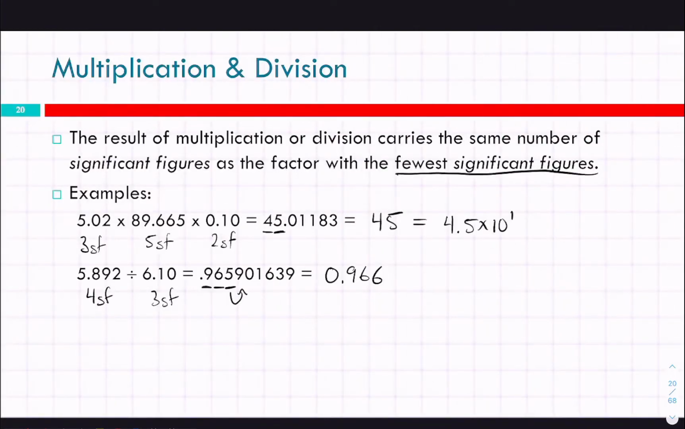But for multiplication and division, like I said, this is what we're going to be doing most of the time. You're going to be using the fewest significant figures in those steps. And most of the time, it's going to be the number that you start with, because you're converting that into another unit. And all of the conversion factors will be either defined quantities, or they'll have more sig figs than your starting number.